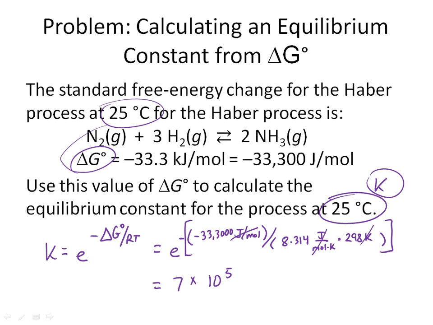I'm not sure why the book decided to round to 1 sig fig in this sample problem. So 6.60 times 10 to the 5. What's the unit for this equilibrium constant? And there is none because we never use units for equilibrium constants.